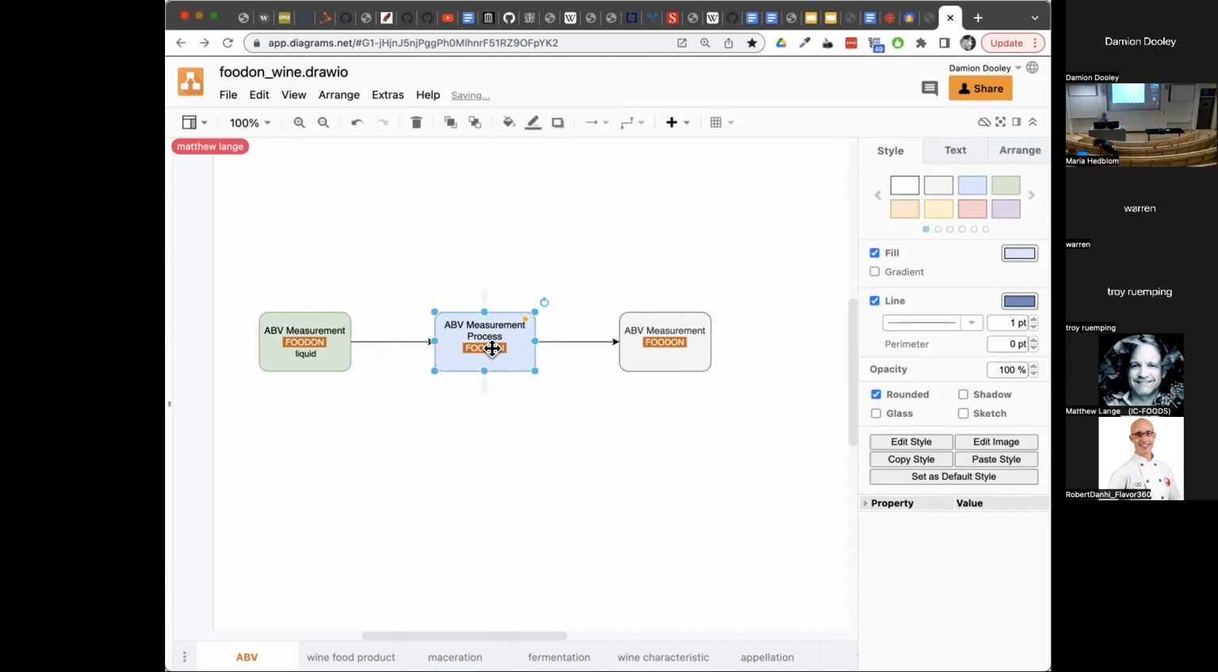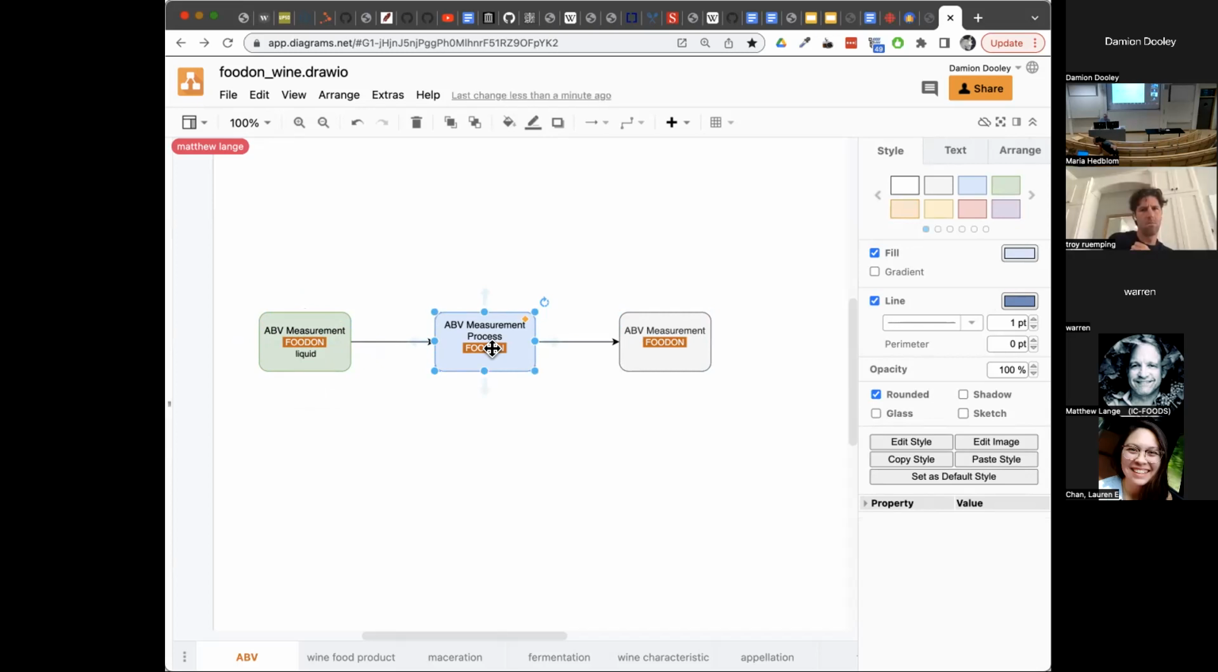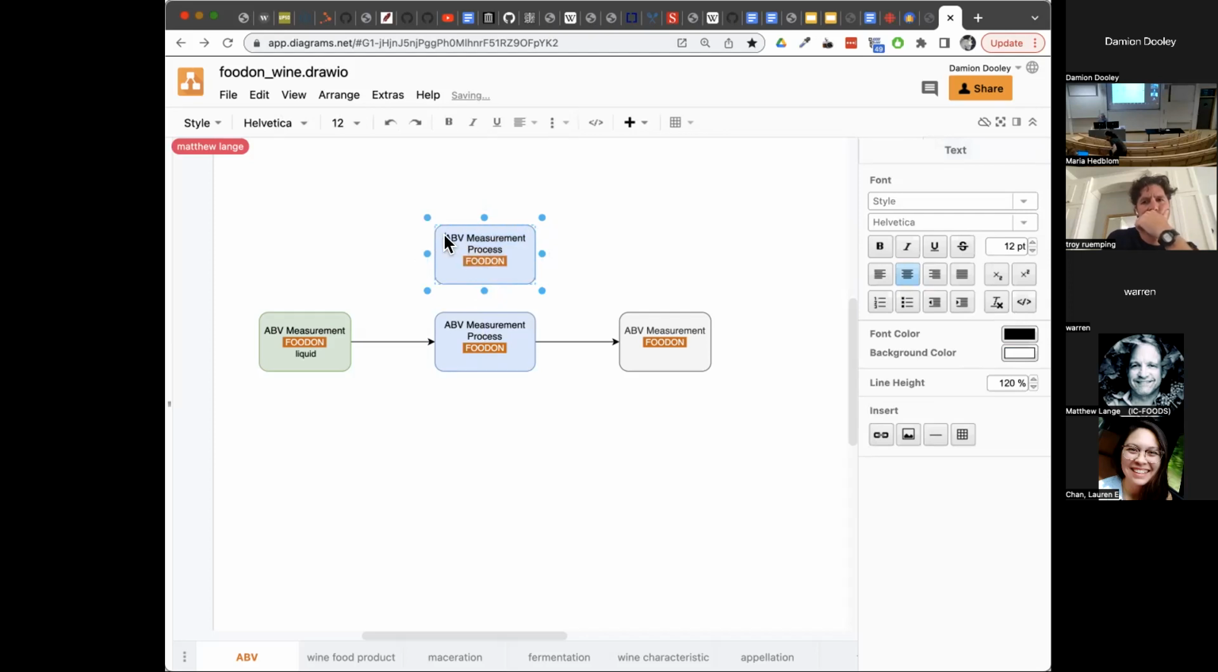So this process could be measuring a variety of things. If we call it an ABV measurement process, what's it doing, and is there an industry standard around that? Before we go there, that would also have a parent of measurement process, right? Right. And then you could have some kind of hierarchy about kinds of measurement and so on.